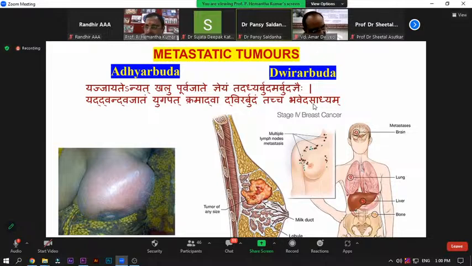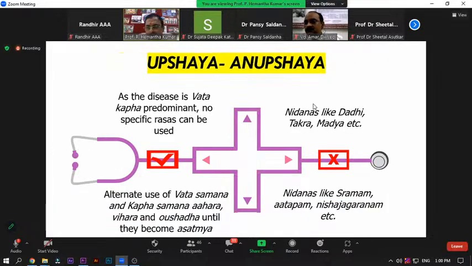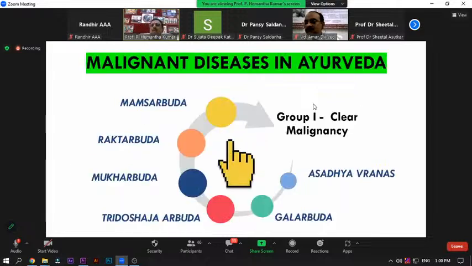Focus in the breast and secondary focus on plasmatic tumor. Sorry, the Balava, we can see that. And Upasaya, Anupasaya factors, these are the Upasaya, Anupasaya factors. And usually, malignant diseases can be considered in 3 groups.